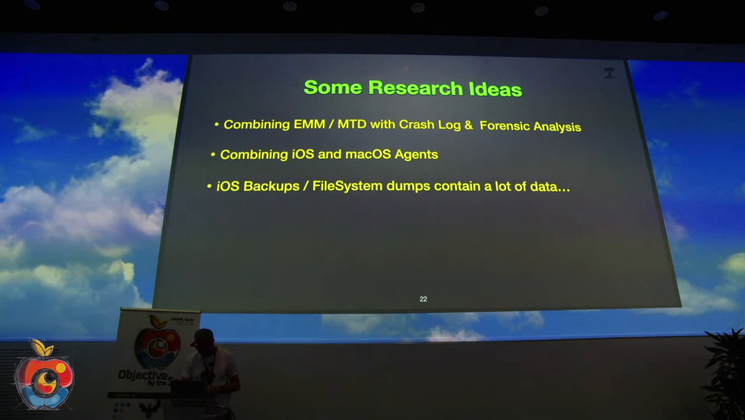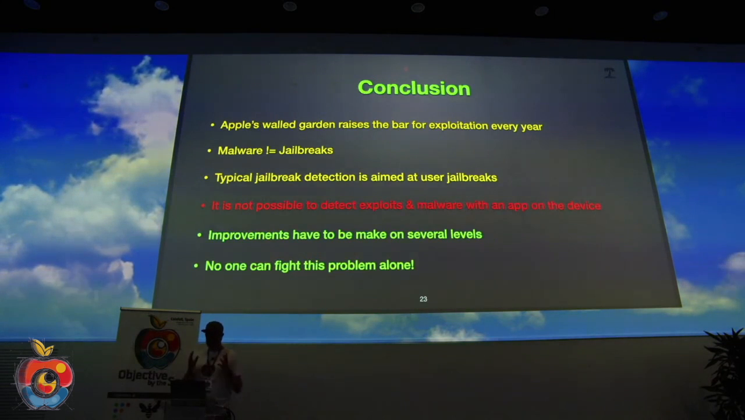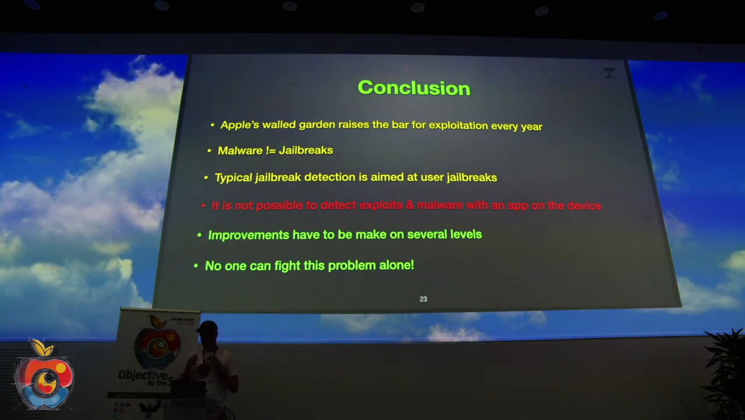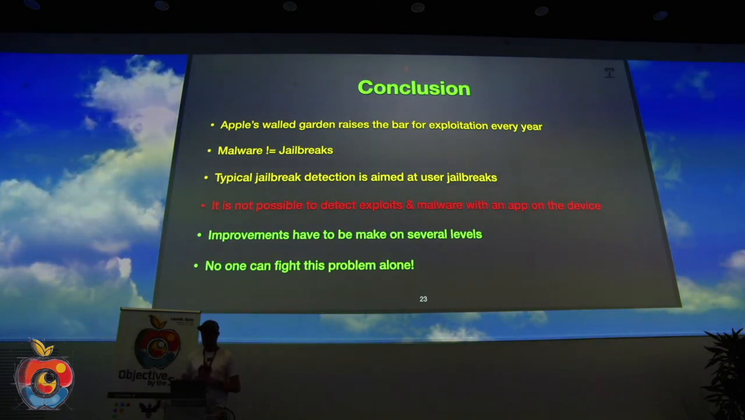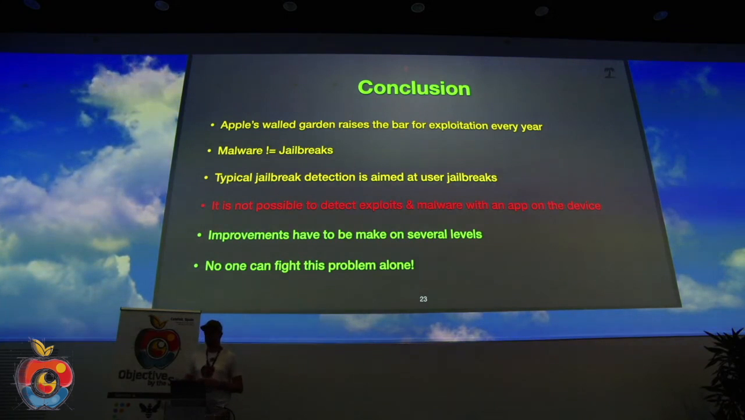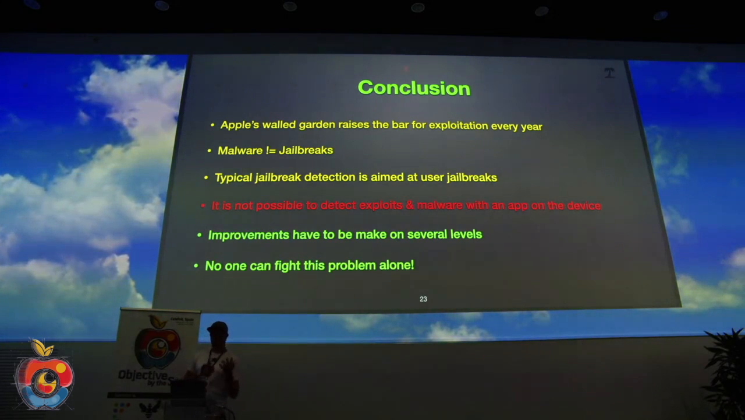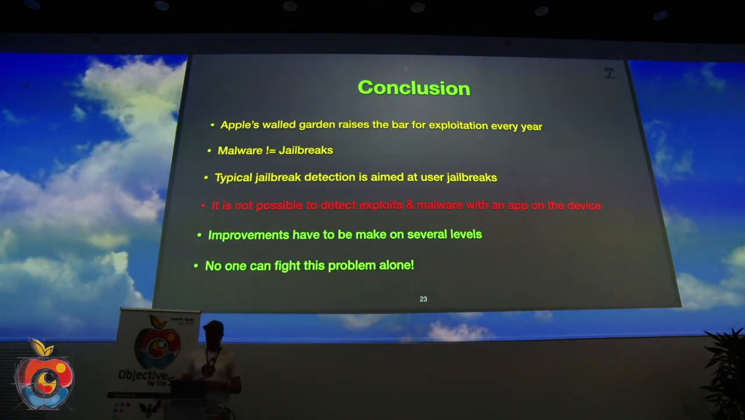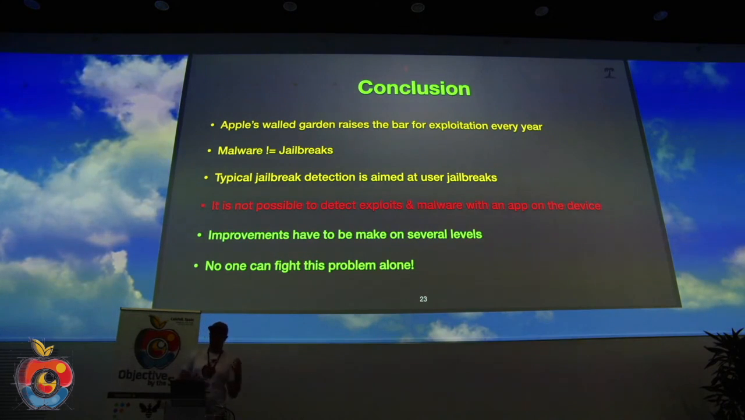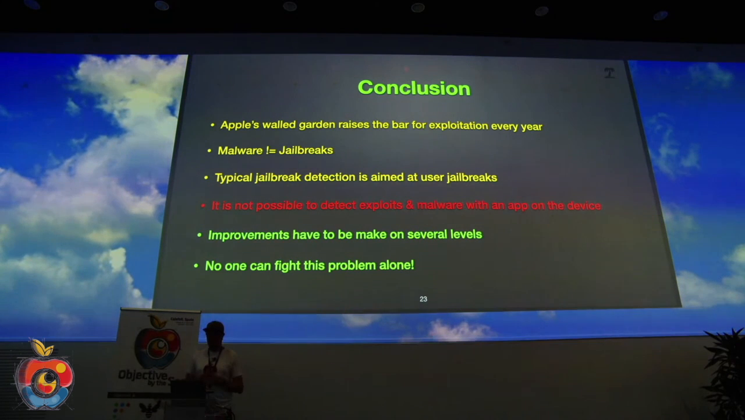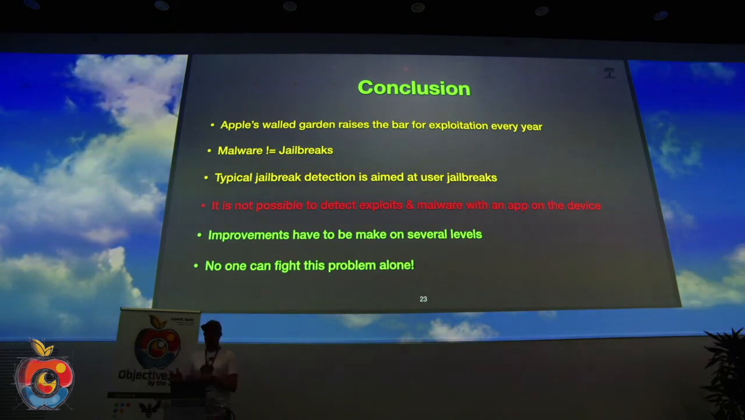So to sum it up, I think Apple's walled garden raises the bar for exploitation every year, and it really gets harder and harder and harder, if we look at what Linus had to do to pop the latest iOS version, like combining 4 or 5 vulnerabilities. It's a lot of work, which is good for the consumers. It's bad if we want to analyze the system. Then we should take care that we do not confuse malware with jailbreaks.